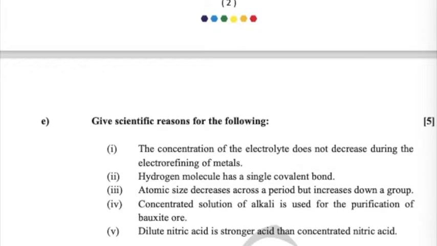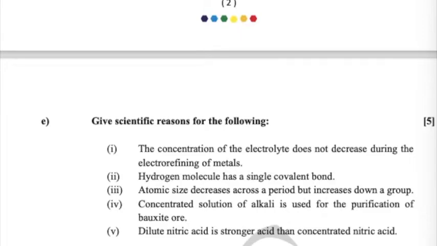Give reason. The first is the concentration of the electrolyte does not decrease during the electrorefining of metal. Electrorefining is the process of removing impurities from an impure metal electrolytically to obtain a highly pure metal. The anode is the impure block of metal and the cathode is the pure thin sheet of metal. For every ion that is discharged at the cathode, a neutral atom is added to the solution by the anode. Hence, the electrolyte levels remain constant.